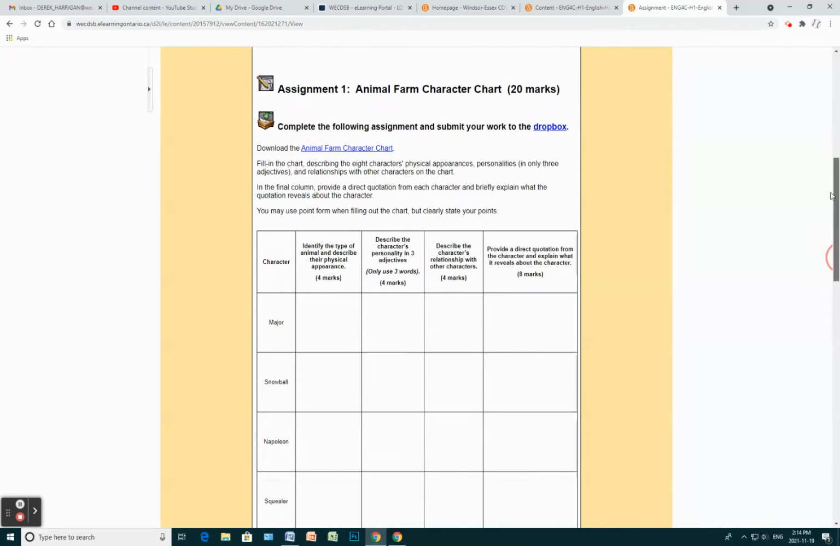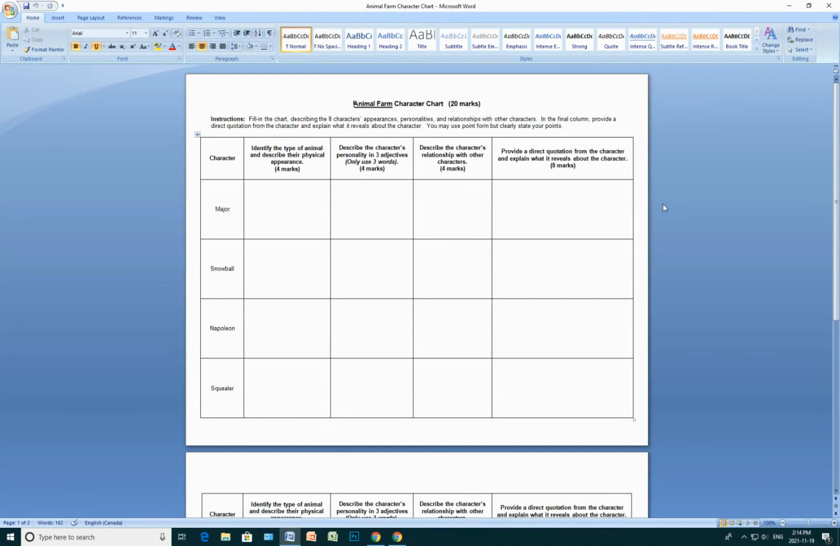But if we run through the instructions, and I'll use the Microsoft document here, it says fill in the chart describing the 8 characters' appearances, personalities, and relationships with other characters. In the final column, provide a direct quotation from the character and explain what it reveals about the character. You may use point form, but clearly and fully state your points.